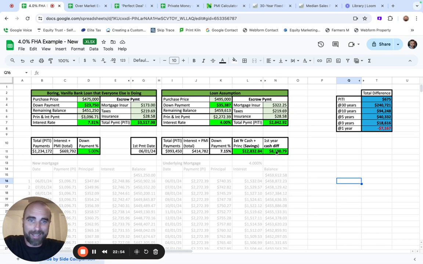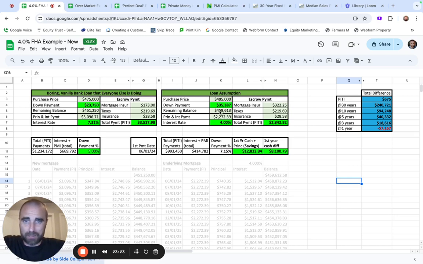And even with that, $675 times 12, you're saving $8,100 in the first year. When you add up the difference in the principal paydown, you're saving almost $13,000 in the first year. However, there is a caveat, just from a numbers perspective. There's some other caveats we'll talk about later, because nothing's perfect, right?